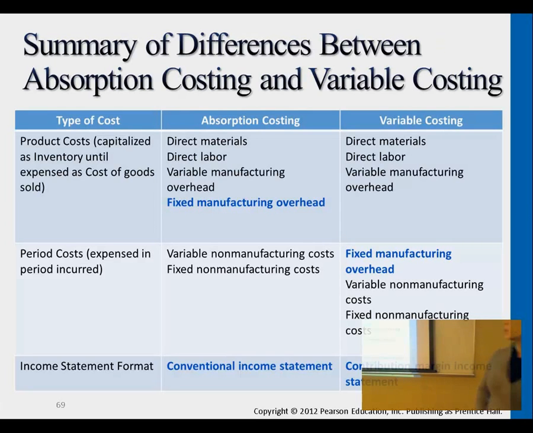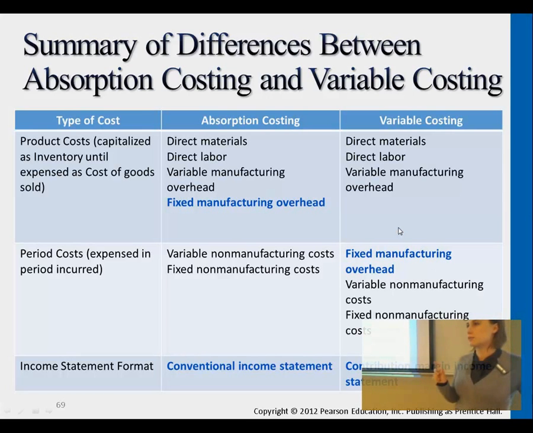So quickly here, we know we have different types of costs, and then we have variable costing and absorption costing. So how does it differ? In our product cost, what do we have for absorption costing? Direct material, direct labor, variable manufacturing overhead, and fixed manufacturing overhead. That is not present in the variable costing system. For period cost, our fixed manufacturing overhead is right here.